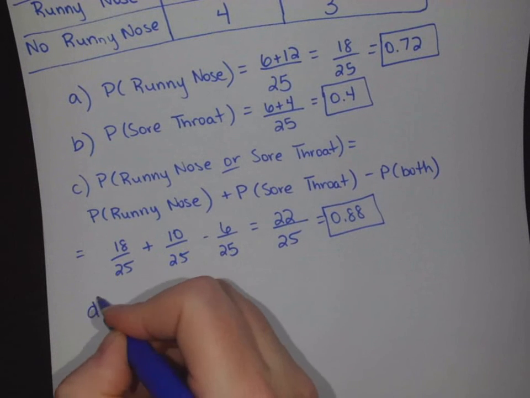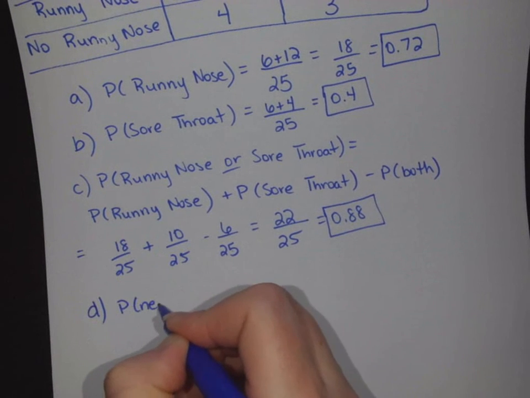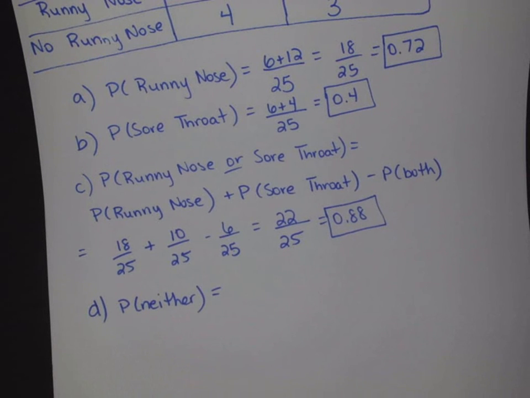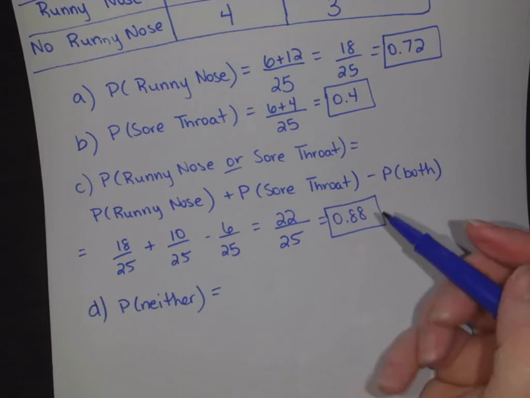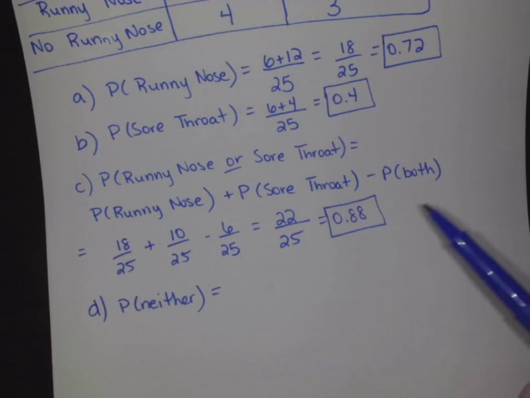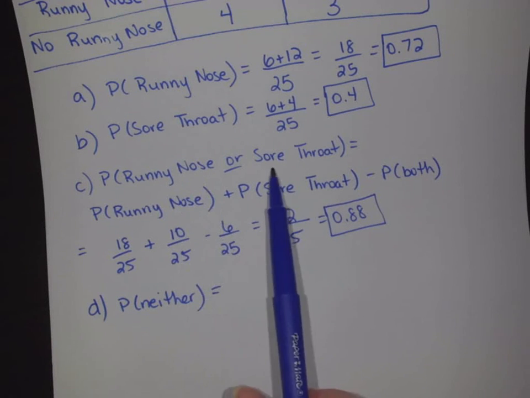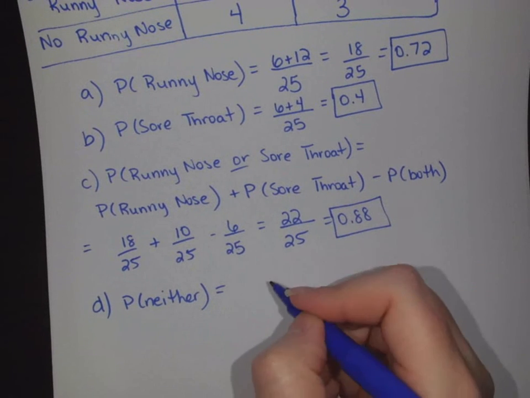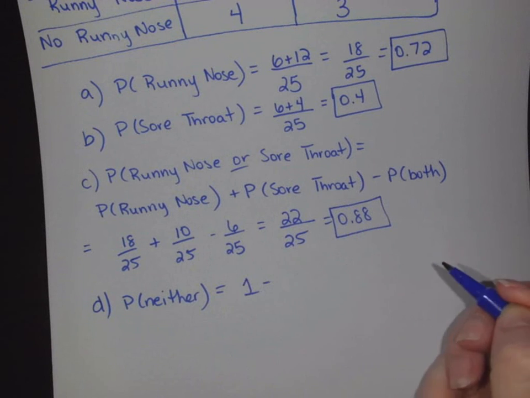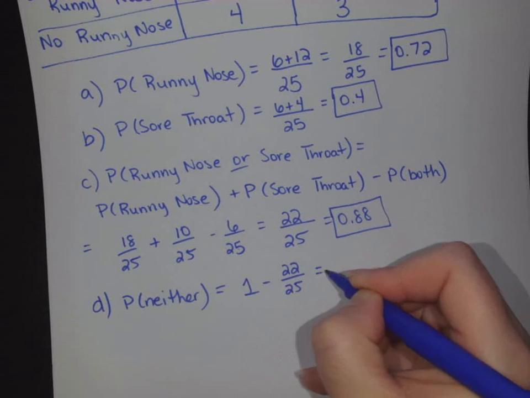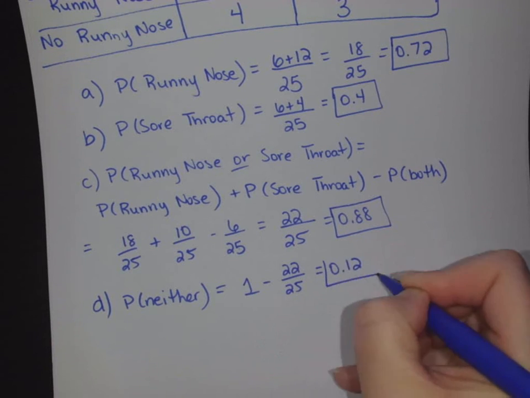Okay. And then lastly, what's the probability that they have neither symptom? You could just use the complement rule. So notice this is the probability that they're sick in some way, right? The probability of runny nose or sore throat. So you could do 1 minus the 22 over 25, or the 0.88, and that would give you 0.12.